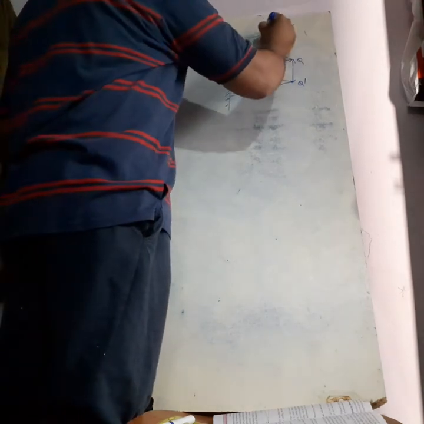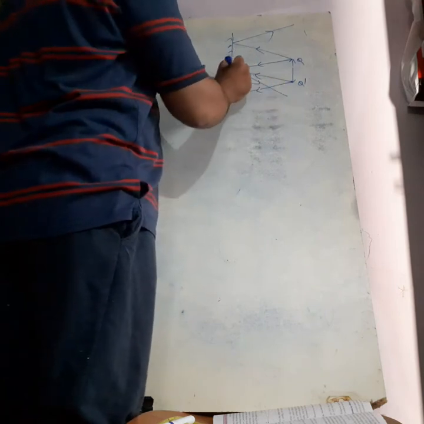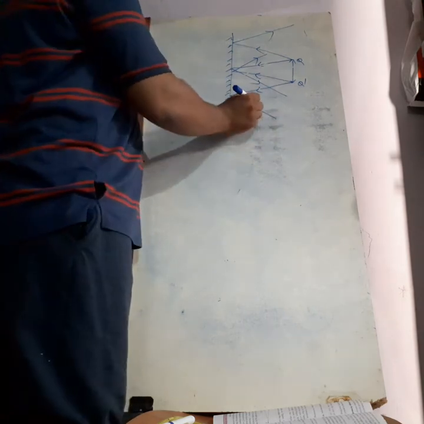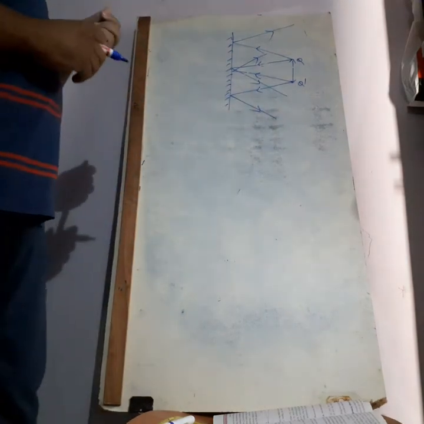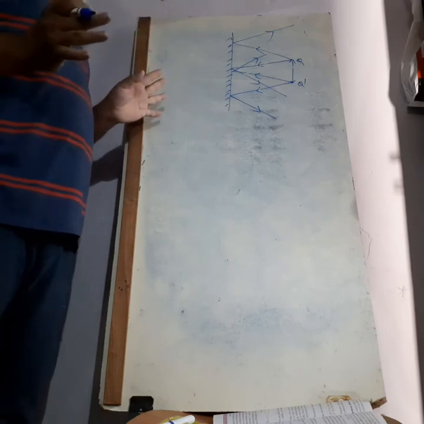After reflection, it is traveling somewhere around here. This reflected ray is traveling something like this. See here, what is happening? If you are trying to see something, you get diverged rays. It is getting diverged rays.